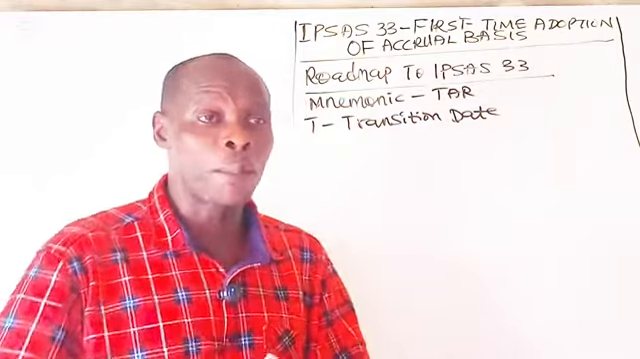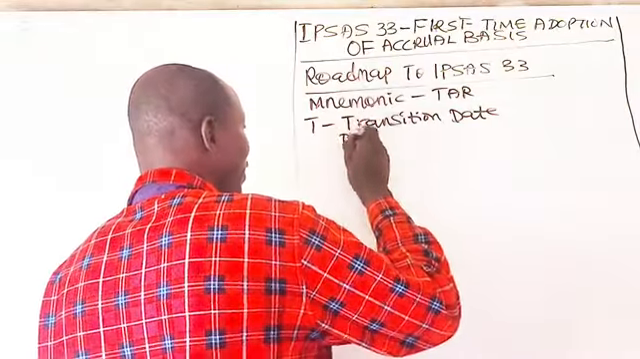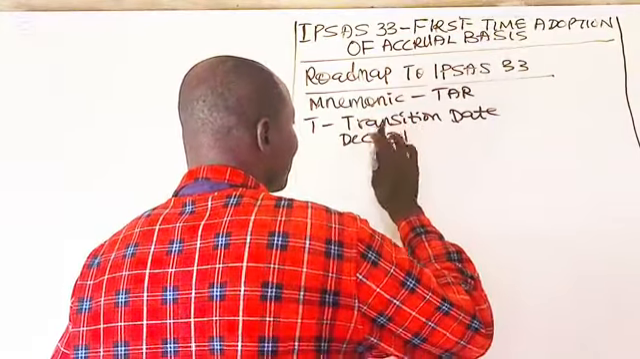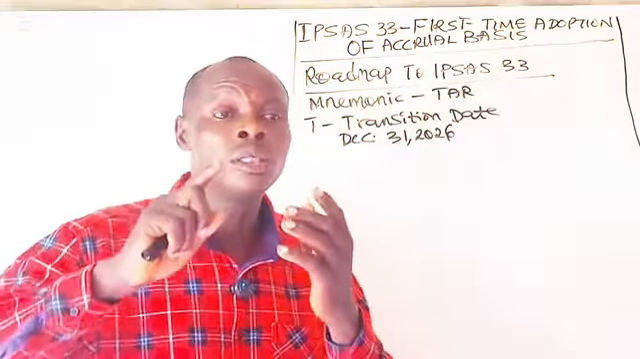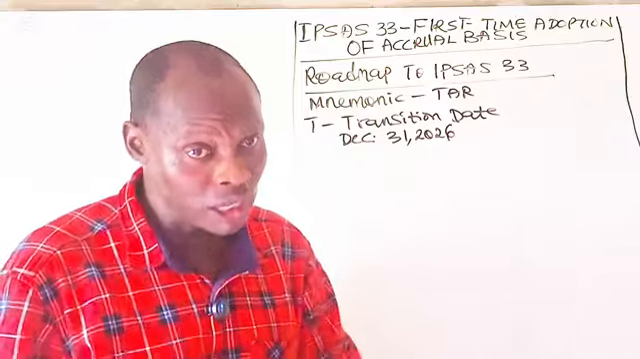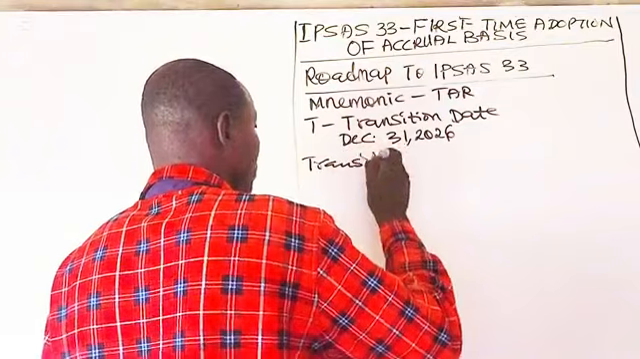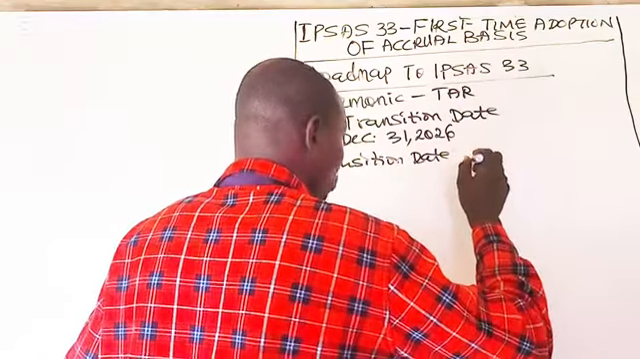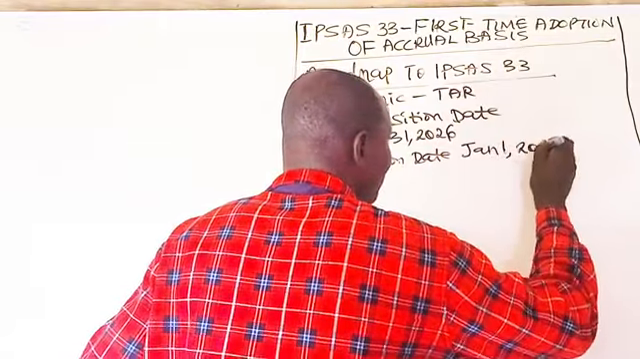If your first IPSAS reporting year end is December 31st, 2026, and you present 1 year of comparatives, your date of transition is January 1st, 2026. So your transition date will be January 1st, 2025.